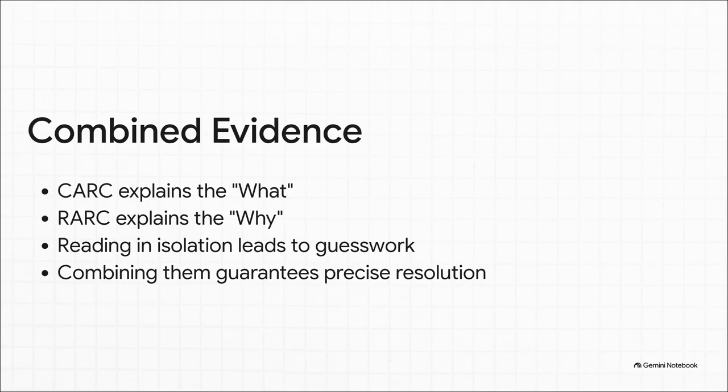You need both to get the full picture. The CARC explains the what. For example, CARC 16 means claim lacks information. But what information? You don't know. That's where the RARC steps in to explain the why. RARC M64 chimes in and says, missing diagnosis.